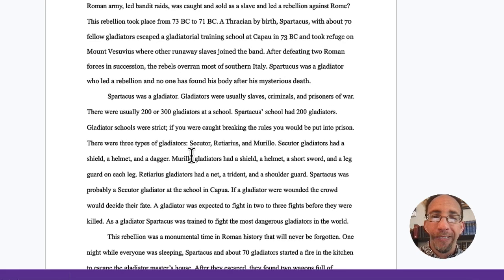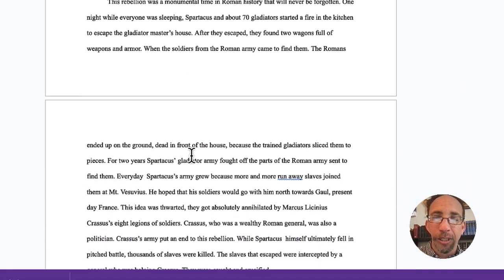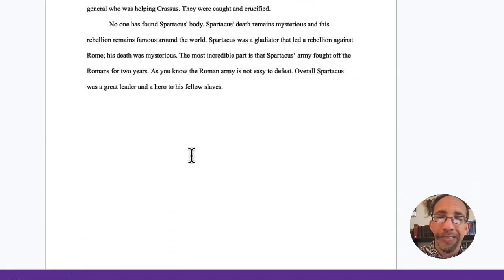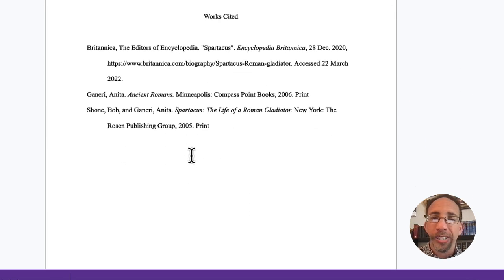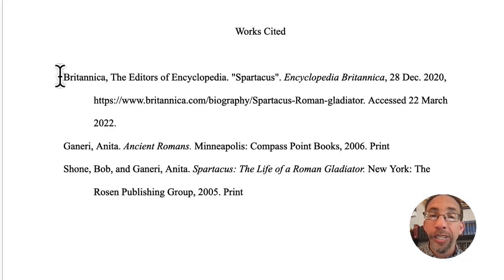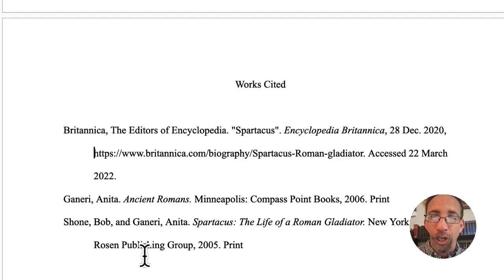Each paragraph is indented. The whole thing is double spaced. And when you get to the very end, you'll have your works cited or bibliography page where the entries are alphabetized. This is B, G, and S. The second line or third line on each entry has a hanging indent, and the whole thing is double spaced. So that's what the final paper would look like.